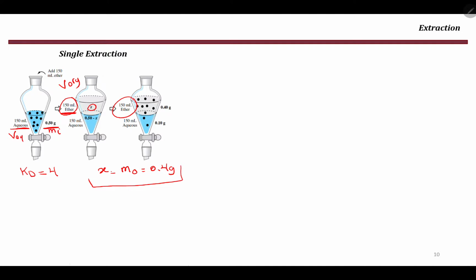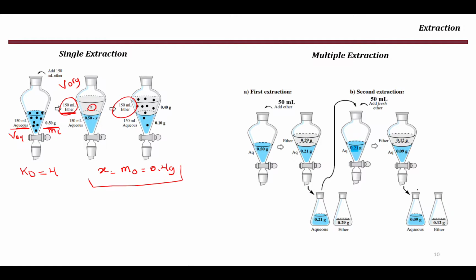So the amount of compound A that can be extracted is 0.4 grams using 150 milliliters of ether. Now, if instead of using a single extraction, I decided to do this in a multiple extraction way. So what do I mean by multiple extraction? Again, we have the same amount, which is 0.5 grams here. We have the same amount of water, which is 150 milliliters. But now, instead of using 150 milliliters of ether, we just use 50 milliliters of ether. So one third of that amount.